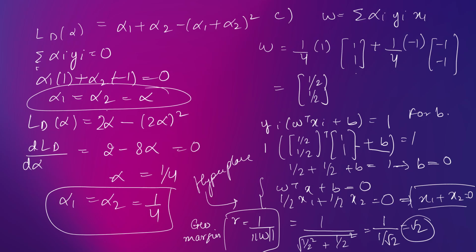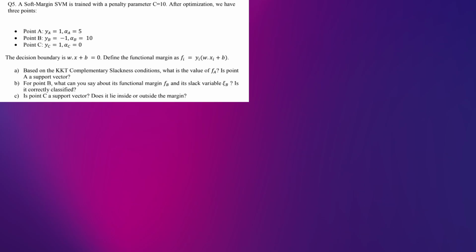Now let's move to the fifth question. Now you're given ya alpha a, yb alpha b and yc alpha c. Now here you have soft margin SVM. In case of soft margin SVM, the value of C is equal to 10. You're given your points A, YA is equal to 1.